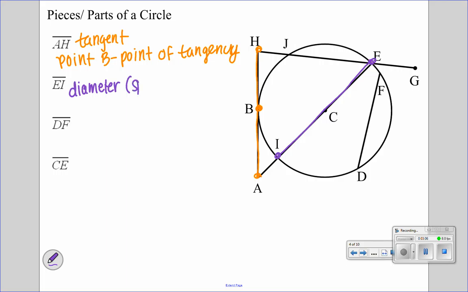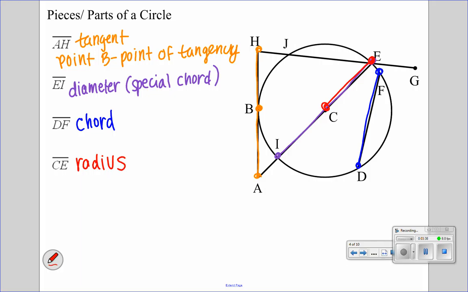And a diameter is actually a special chord. It is a chord that goes through the center. Okay? So now we have line segment DF. It starts and stops on the circle, so that is just a regular chord. And then line segment CE, which starts in the middle and goes to the end, so that is a radius. Now, a radius is not a chord because it does not start and stop on the ends of the circle. A radius starts in the center.